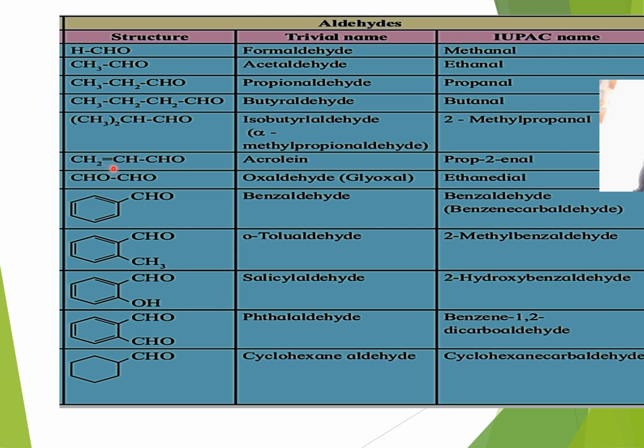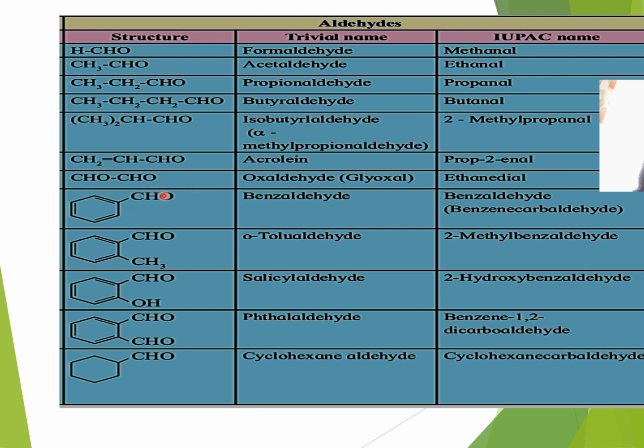Then you have CH2=CHCHO. This is acrolein. The IUPAC name will be what? A three-carbon aldehyde, so prop-2-enal. Then CHO-CHO. This is glyoxal, oxaldehyde, and ethanedial.